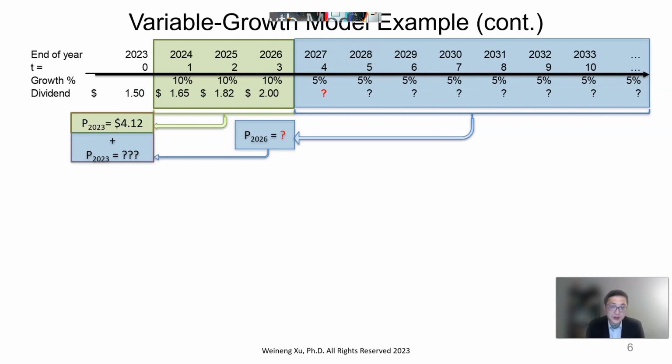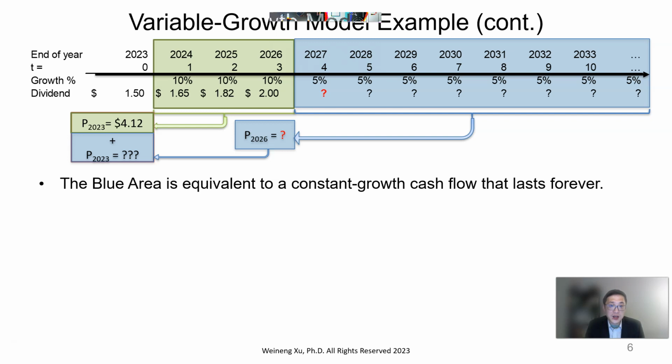Now notice that the sequence of the cash flow happening from 2027 and onward would be a cash flow that will last forever. It never stops and it grows at a constant rate of 5%. So in this case, we can simply use the constant dividend growth model to estimate what is the value for this blue part of the cash flow.